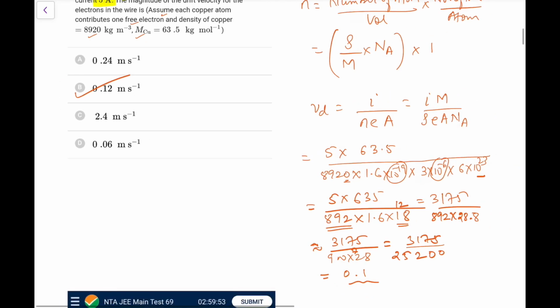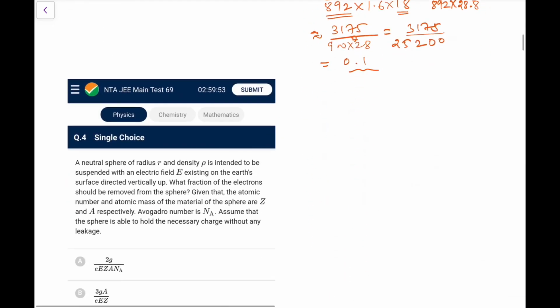If you don't trust yourself, do the complete calculation. I go by my way, so I am sure it is 0.12. Let me check if the answer is this. Where's the answer? I can see it in the app. Yes, 0.12. Okay, so we have done it.